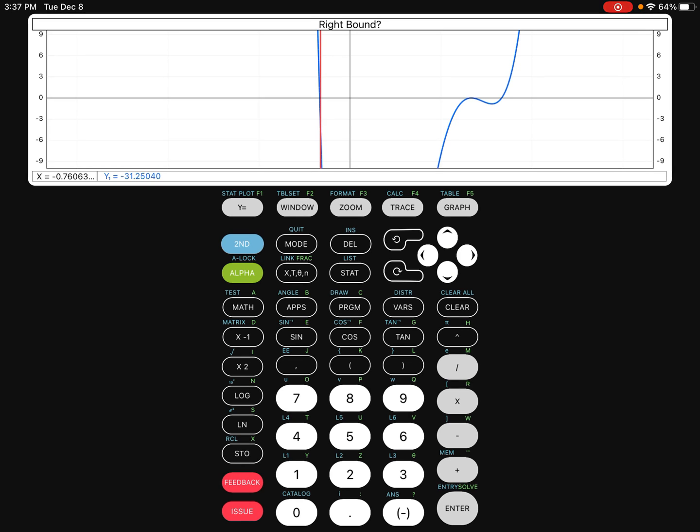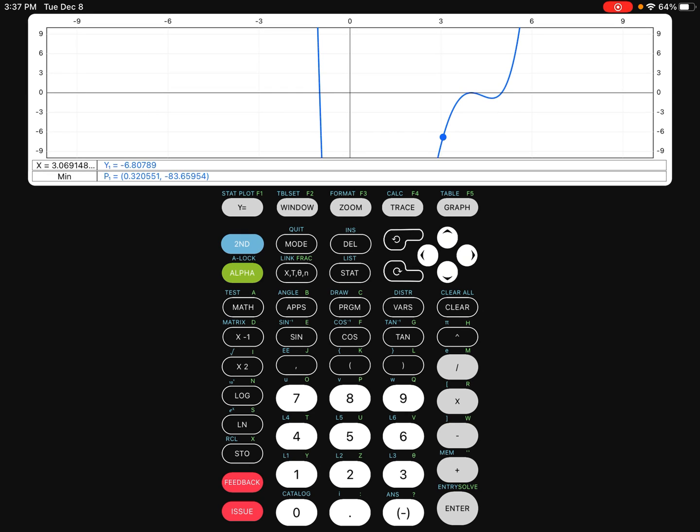To the right bound, we're going to go towards +3. So I'm going to again watch the x terms on my bottom left-hand corner of my screen to get as close to +3 as possible. That's 3.069. That's good enough. We're going to enter again. And then it has it for us right there.